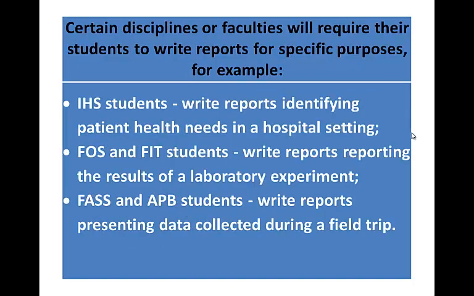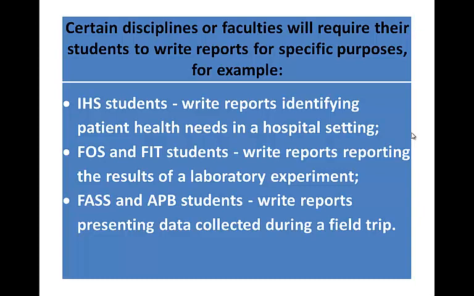Certain disciplines or faculties will require their students to write reports for specific purposes. For example, nursing or health science students may need to write reports identifying patient health needs in a hospital setting. Science and FIT students may be asked to write reports reporting the results of a laboratory experiment, and FAS and APB students may have to write reports presenting data which was collected during a field trip.